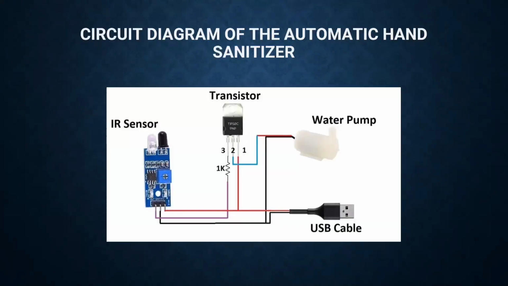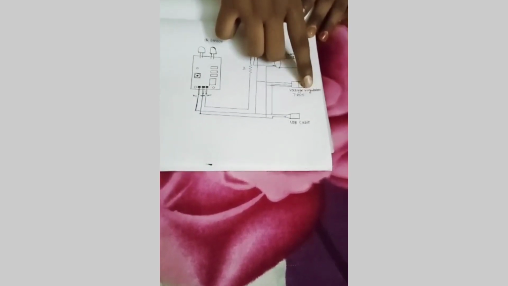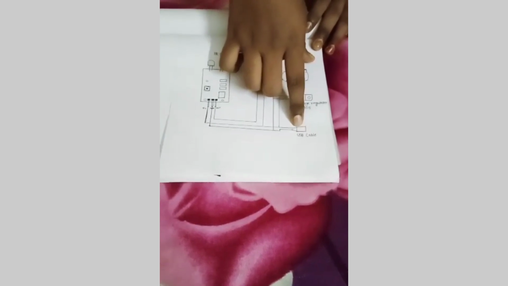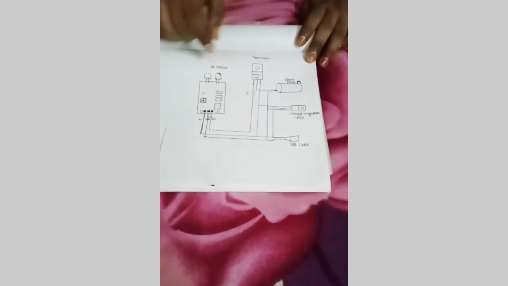This is the circuit diagram of the automatic hand sanitizer. Here we have connected an IR sensor, a transistor and a water pump to a USB cable. Now let us see what are the components required for our project, which is IR sensor, TIP 32C PNP transistor, a water pump, and a voltage regulator of 7805 and a USB cable for the power supply. Now let us understand the circuit diagram and the connections.